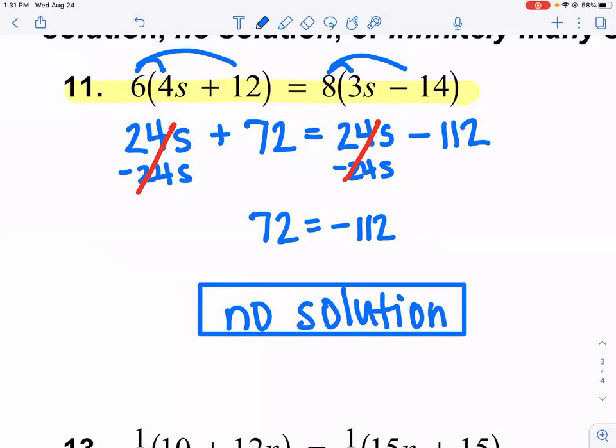Hey, voices off, voices off. Are you okay with why it's no solution? Okay, Avery, are you good with why it's no solution? Yes. Okay, our variables, poof, gone. The variables went away and we have a number equals a number and it's never true. Never true, so we don't have a solution.